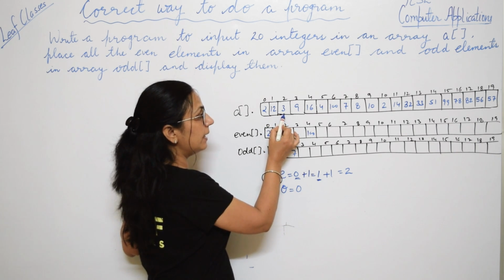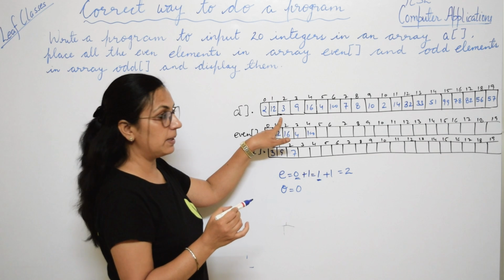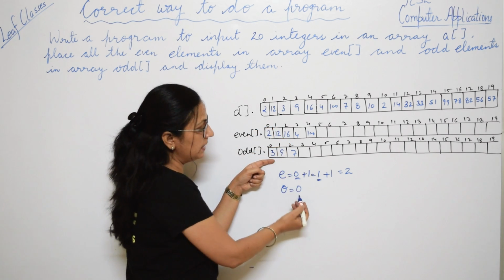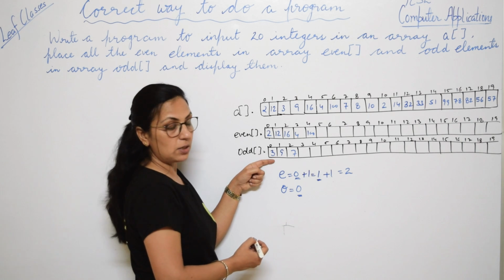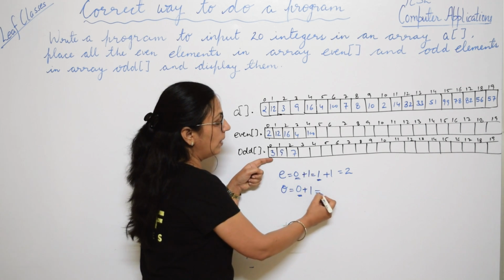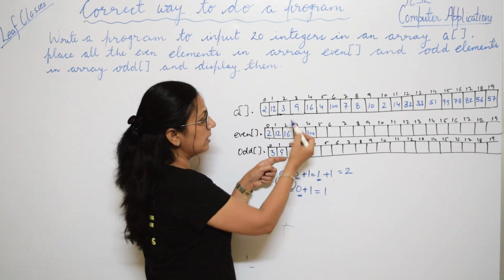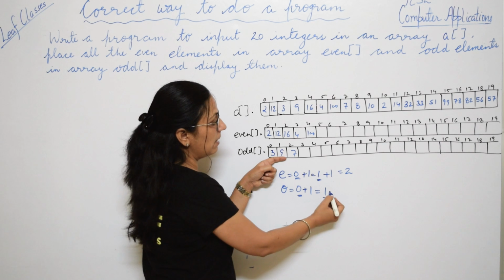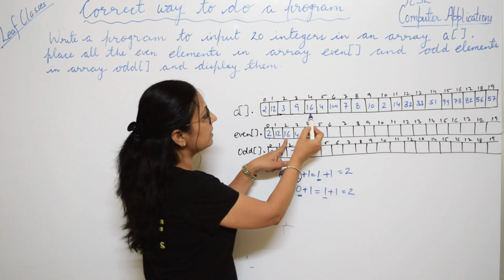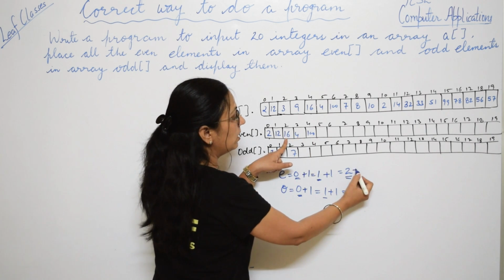Now third element, that is index number 2, is an odd element, right? So the odd element has to be placed at index number 0. After placing it at 0, we will add 1 to this and we'll get the index number 1. 9 is odd, we'll place it at index number 1, add 1 to this. This will become 2. 16 is an even number, so 16 has to be placed at index number 2.